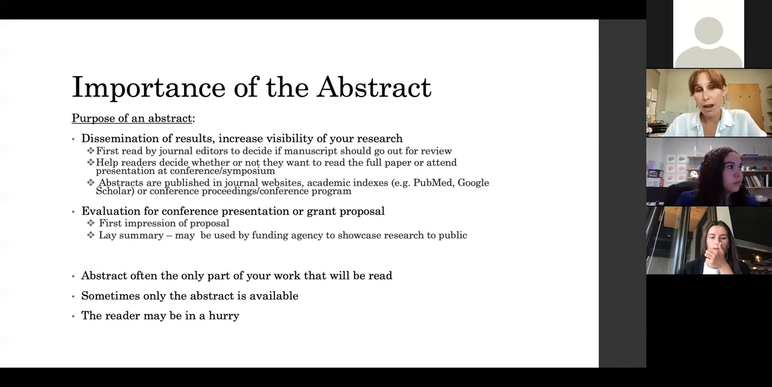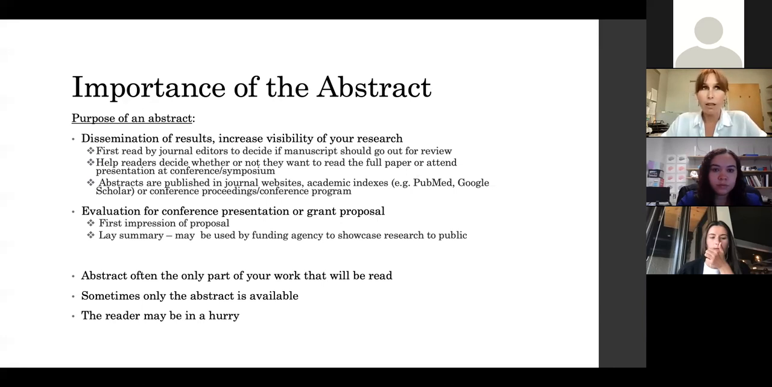Likewise, if you submit an abstract along with a grant application, typically the reviewers are going to read your abstract first. Okay, so in this way, really your abstract is the first impression that you're giving your reviewer. Okay, and obviously you want to make a good first impression. Abstracts that are published along with manuscripts, they serve as a permanent record of your work. Okay, so databases like PubMed and Google Scholar only index abstracts.